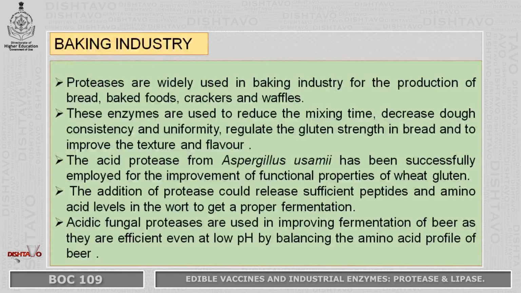Some of the proteases which are isolated from some species of Aspergillus have been successfully used for improvement of functional properties of wheat gluten. The addition of proteases could release sufficient peptides and amino acid levels in the wort to get proper fermentation. Acidic fungal proteases are used in improving fermentation of beer as they are efficient even at low pH, by balancing the amino acid profile of the beer.